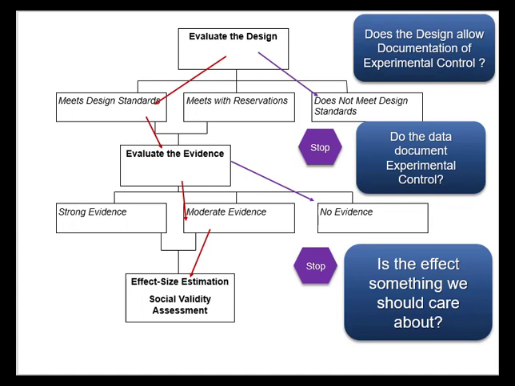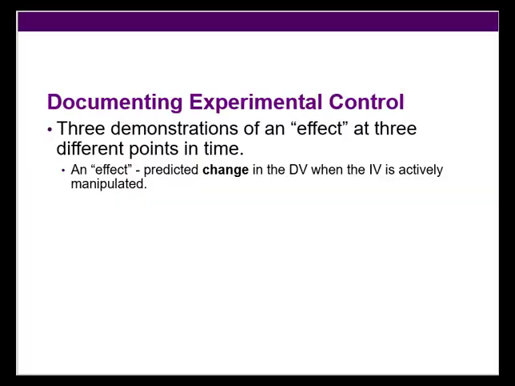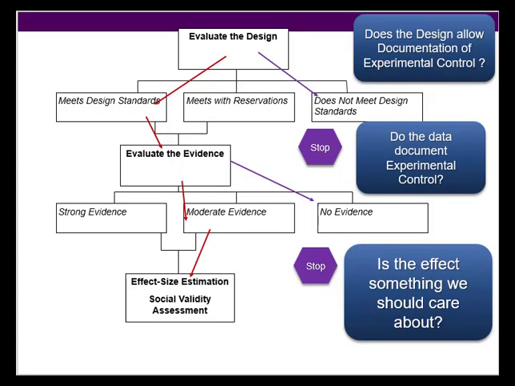Our next decision point requires that we look at the graphic displays of data to evaluate whether the data document experimental control. Documenting experimental control means that there are 3 demonstrations of an effect at 3 different points in time. That is, a predicted change in the dependent variable occurs when there's active manipulation of the independent variable. Our final step is to evaluate whether the effect matters. We might estimate effect size by calculating the percentage of non-overlapping data, or tau u. We also should critique the social validity assessment data reported on in the study.